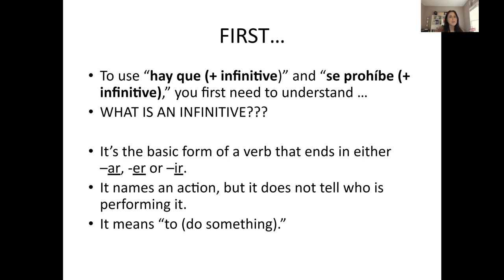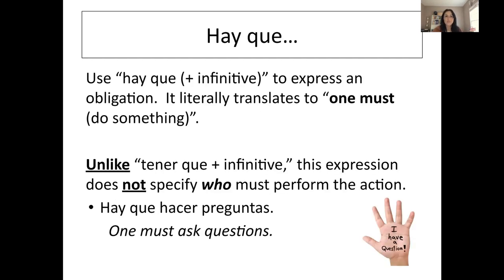So I'm sure you know what an infinitive is. It's the most basic form of a verb, and in Spanish, they end in AR, ER, and IR. It names an action. It is a verb, but the infinitive doesn't tell who's doing the action. Whereas when you conjugate it, you know who's doing it and when it's being done. So let's keep going here. And sorry, I have a mess on my desk.